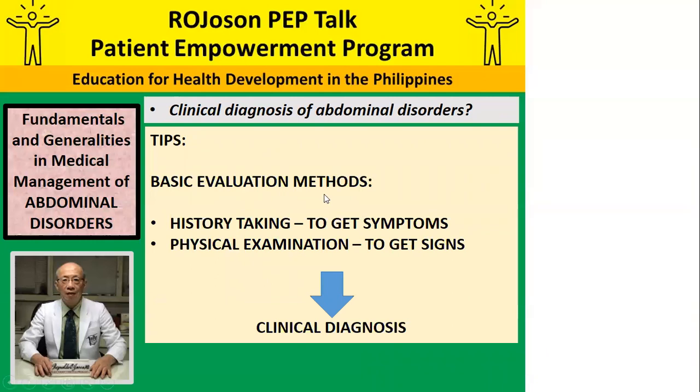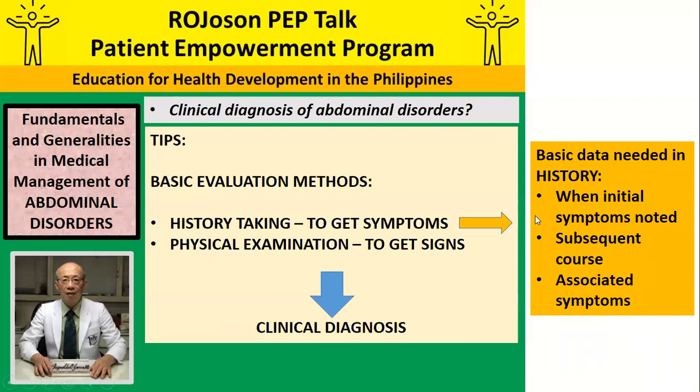The basic evaluation methods consist of history taking and physical exam. History taking is to get the symptom data and physical examination to get the sign data. After these symptoms and sign data are gathered, they are processed to come out with a clinical diagnosis. The basic data needed in the history will be when the initial symptoms were noted, what was the subsequent course, and whether there are associated symptoms. All of this can give clues to the diagnosis.